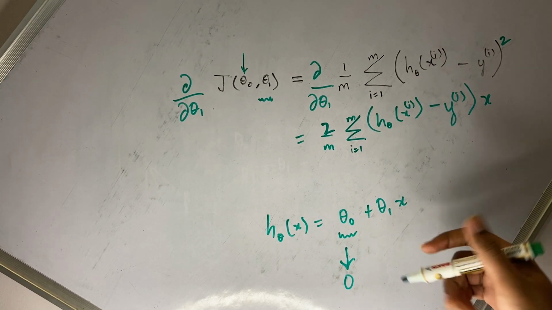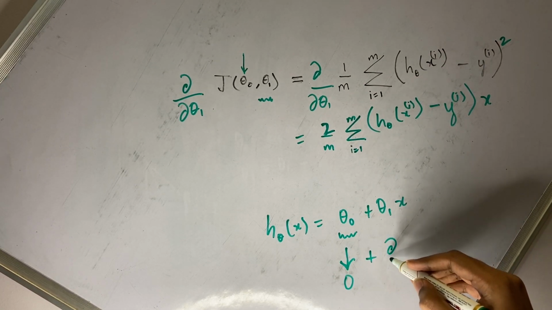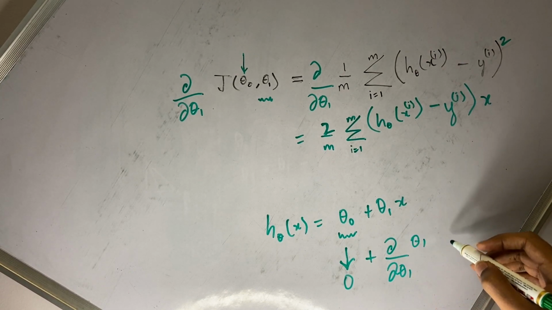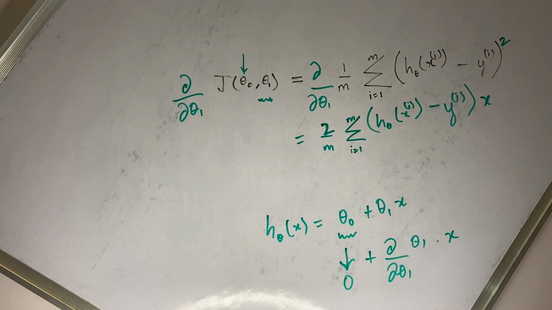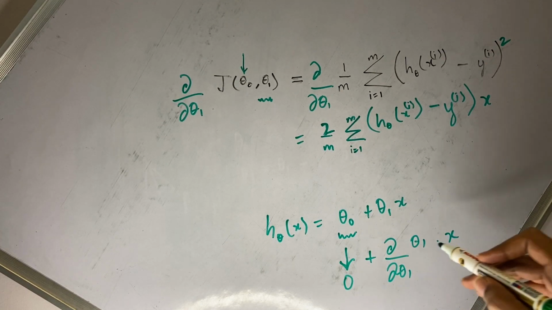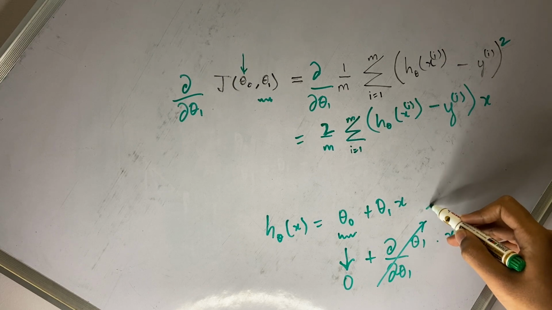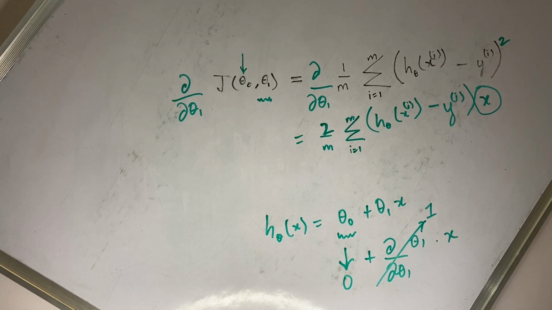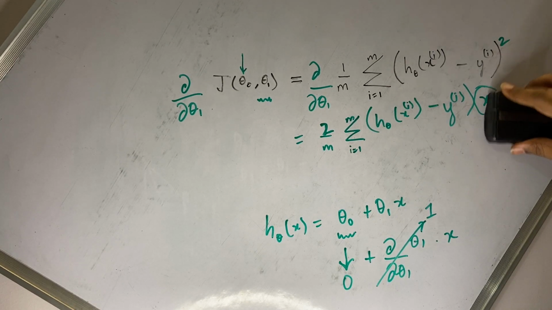And the remaining one will be ∂/∂θ1 of θ1 multiplied by x, correct? Now this term becomes 1. 1 multiplied by x is x. So that's how we end up with the x term here. I will try to expand this function so that you can understand it better.